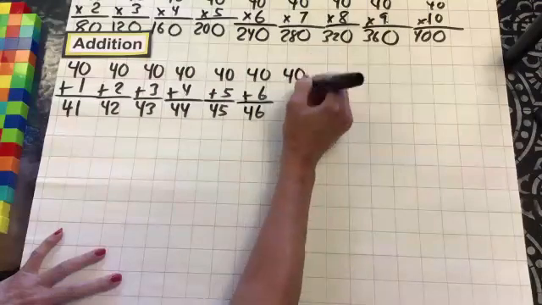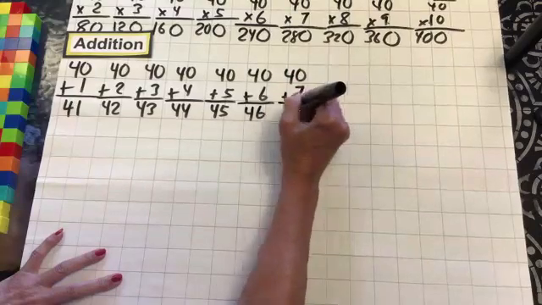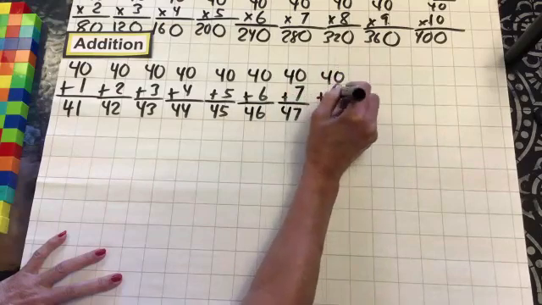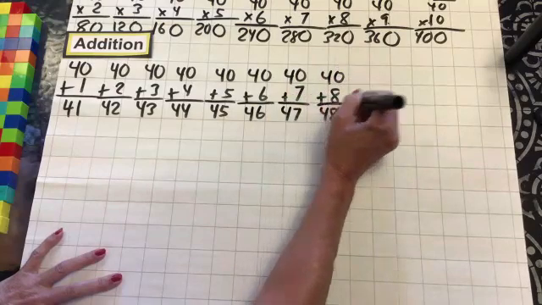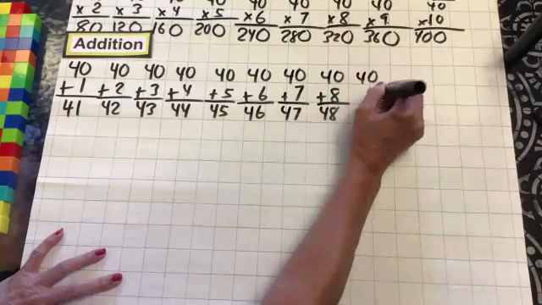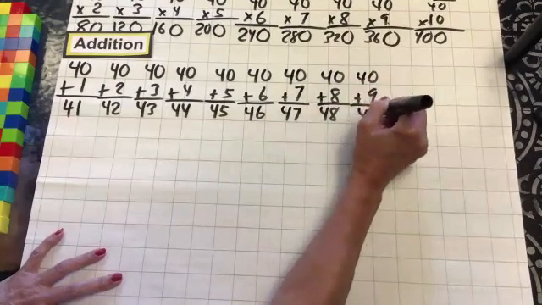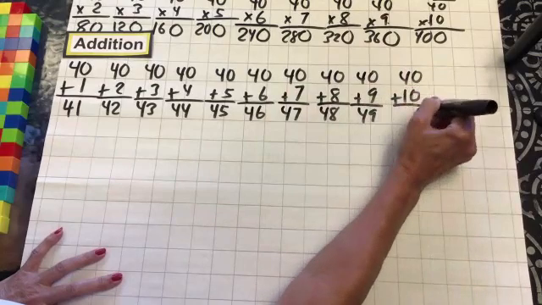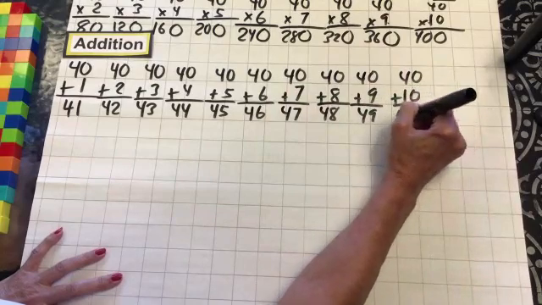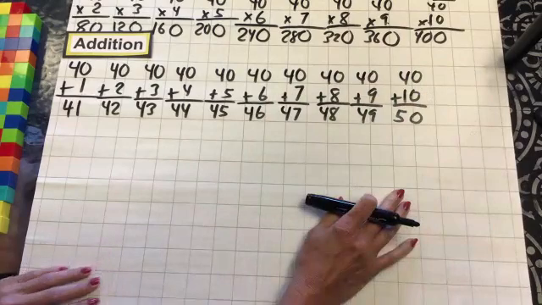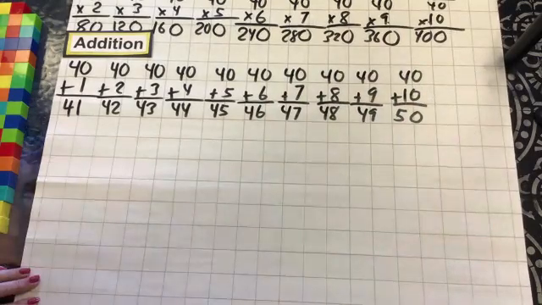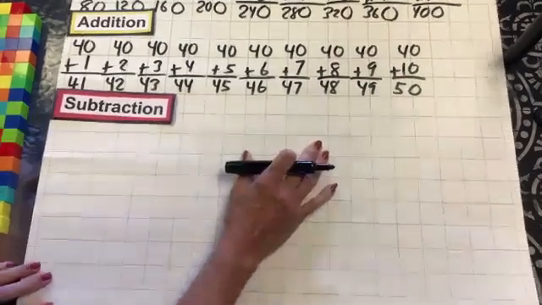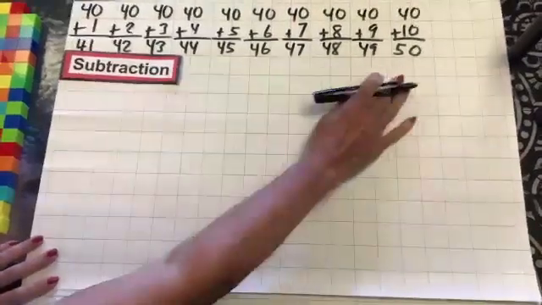Something important to remember. 40 plus 7 is 47. 40 plus 8 is 48. 40 plus 9 is 49. And of course, 40 plus 10 is 50. Line up your place values. So important. When you're doing math, neatness makes a big difference. Huge difference.